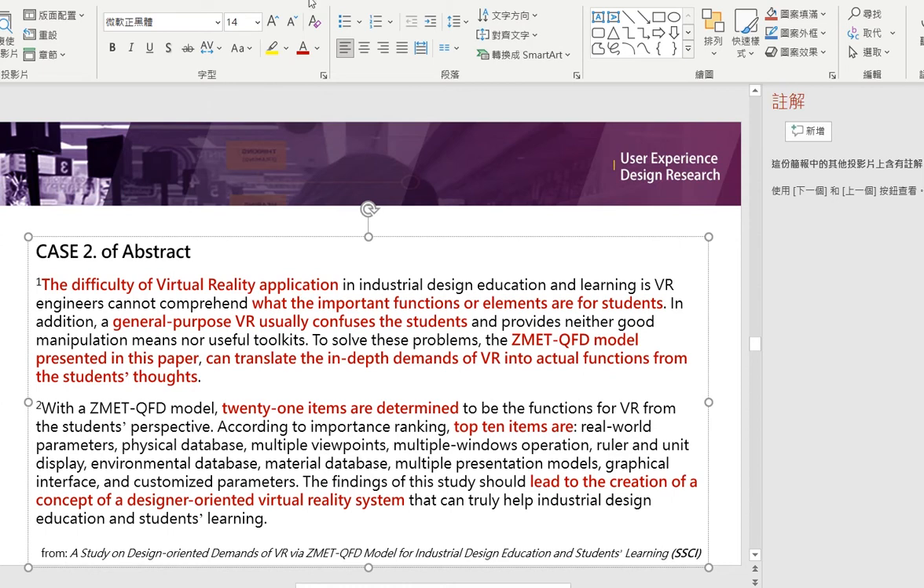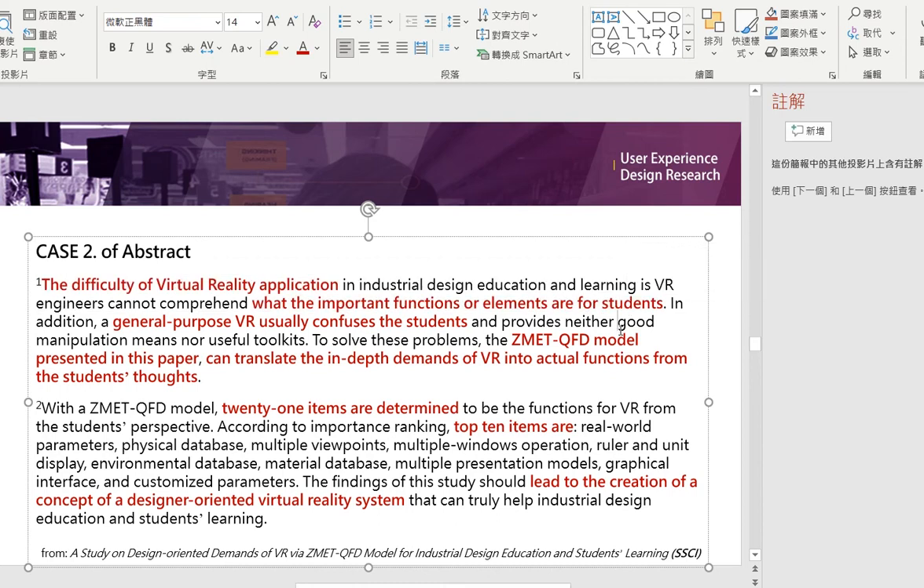Okay, so that is the background about the research. Let's look through the detail, because this is called the background. The difficulty of virtual reality application in industrial design education and learning is that the VR engineer cannot comprehend what the important functions or elements are for students.